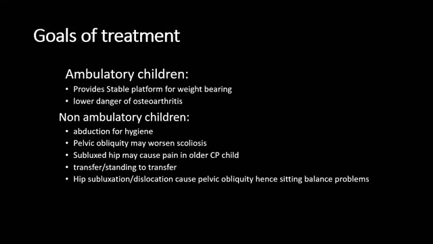Goals of treatment after your problem list: one, you need to provide a stable platform, that's a stable articulation between the femur and the acetabulum. The second goal is to lower the danger of osteoarthritis. If the joint is out of the acetabulum, it is likely to deteriorate into osteoarthritis. For non-ambulatory children, the goal is to achieve as much abduction as possible for hygiene. And then you prevent pelvic obliquity that worsens the scoliosis.